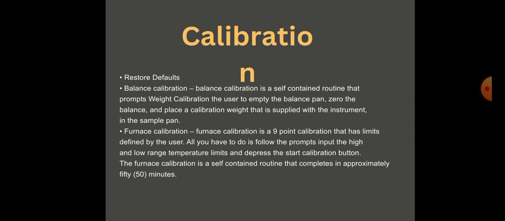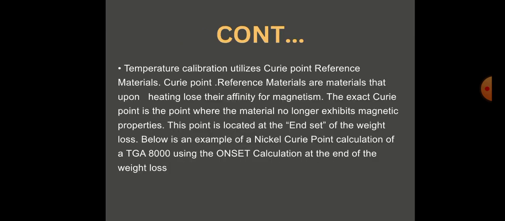Furnace calibration. Furnace calibration is a 9-point calibration that has limits defined by the user. All you have to do is follow the prompts, input the high and low range temperature limits, and depress the start calibration button. The furnace calibration is a self-contained routine that completes in approximately 50 minutes.